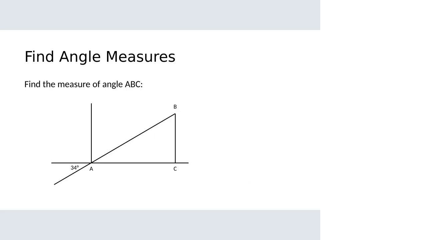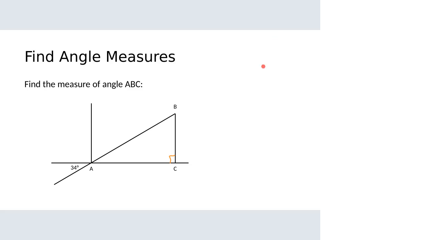So we're given this diagram. We don't know a whole lot about it. We can tell by looking at it that we've got a right angle over here. That may be given to us in the problem, but it's obvious that we've got a vertical and a horizontal line there. So that's a right angle. And what we're asked to do here is find the measure of angle ABC.